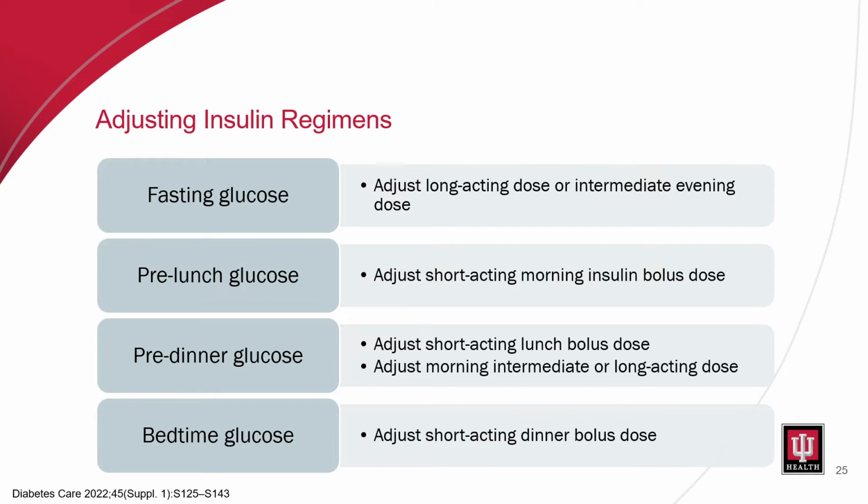And then finally, the bedtime glucose will be a reflection of the short-acting dinner bolus dose, and that is the insulin dose that you would adjust in order to better control the bedtime glucose. Again, you either want to lower it or if you want to increase it because the patient is hypoglycemic.